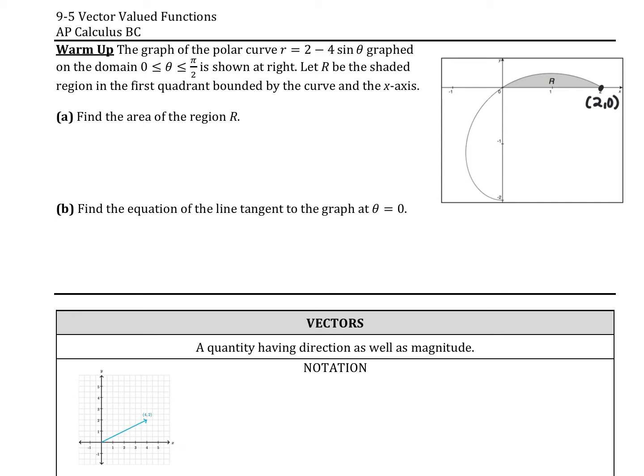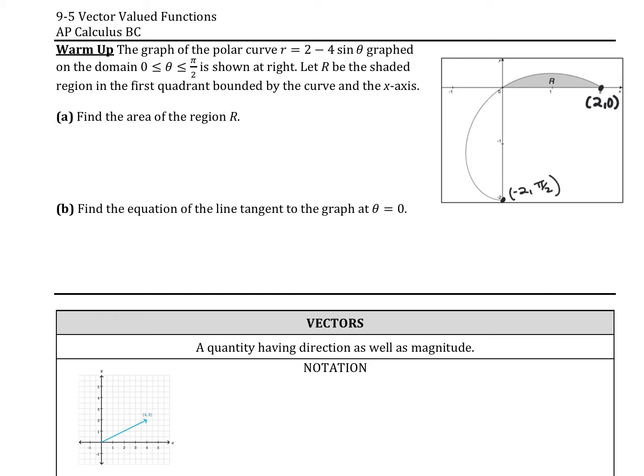And if I were to plug in pi over 2 to that same equation, the sine of pi over 2 is 1. So I get 2 minus 4 times 1, so I get negative 2. So I have the point (-2, pi over 2). Well, that's actually this point right here. (-2, pi over 2).